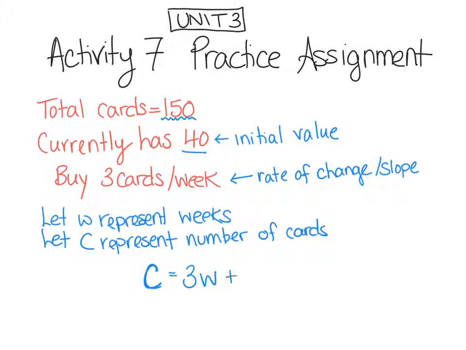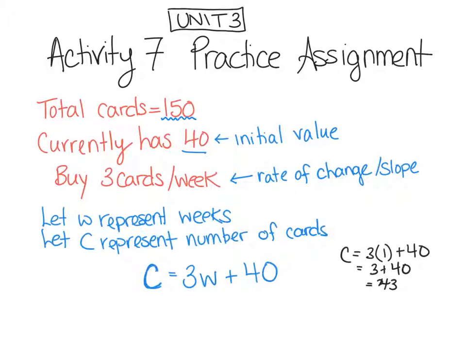3W plus 40. So if I just said C equals 40, that's how many cards he has now. But then I'm adding in this 3W because he's going to get 3 every single week. And we can test out our theory by subbing stuff in. So after week 1, how many cards would he have? Okay, so 3 times 1 plus 40. 3 times 1 is 3, and 3 plus 40 is 43. So he'd have 43 cards after the first week.